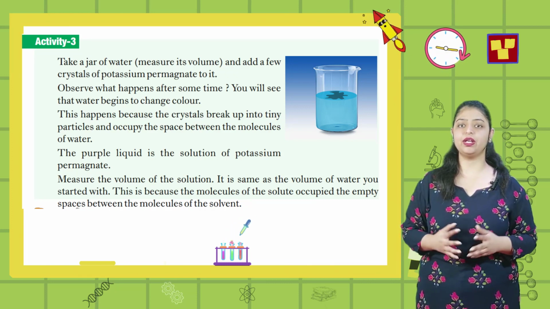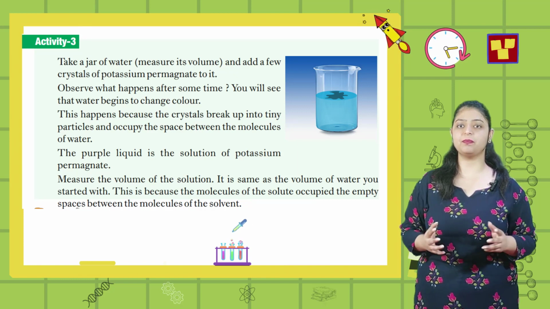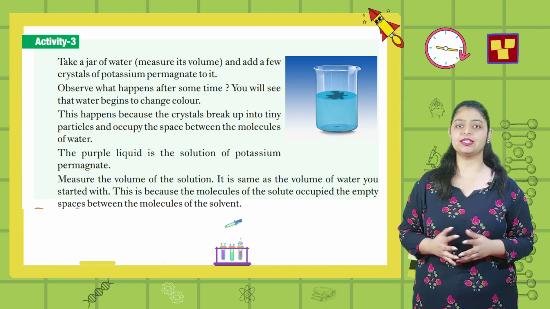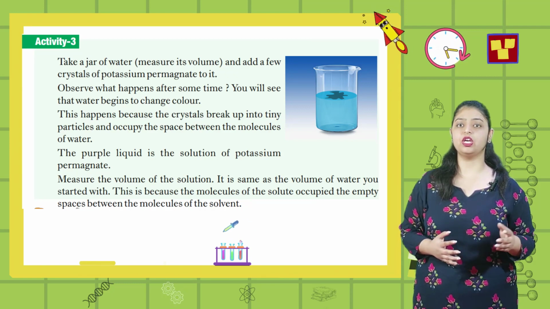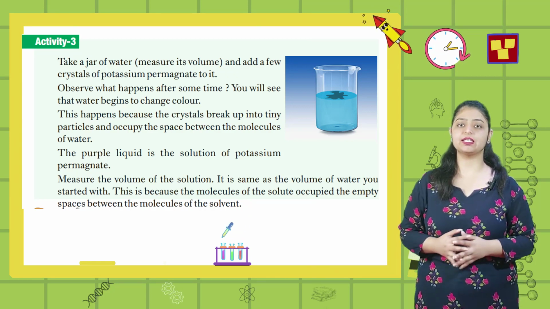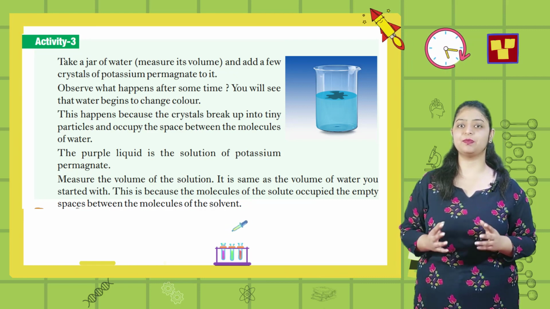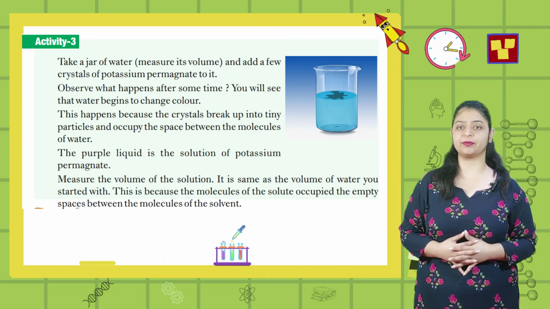The purple liquid is the solution of potassium permanganate. Measure the volume of the solution. It is the same as the volume of water you started with. This is because the molecules of the solute occupied the empty spaces between the molecules of the solvent.